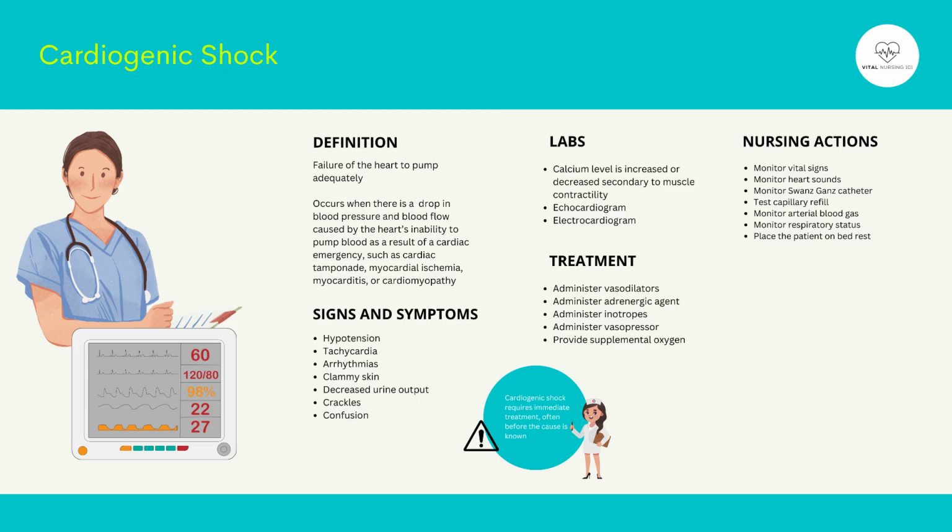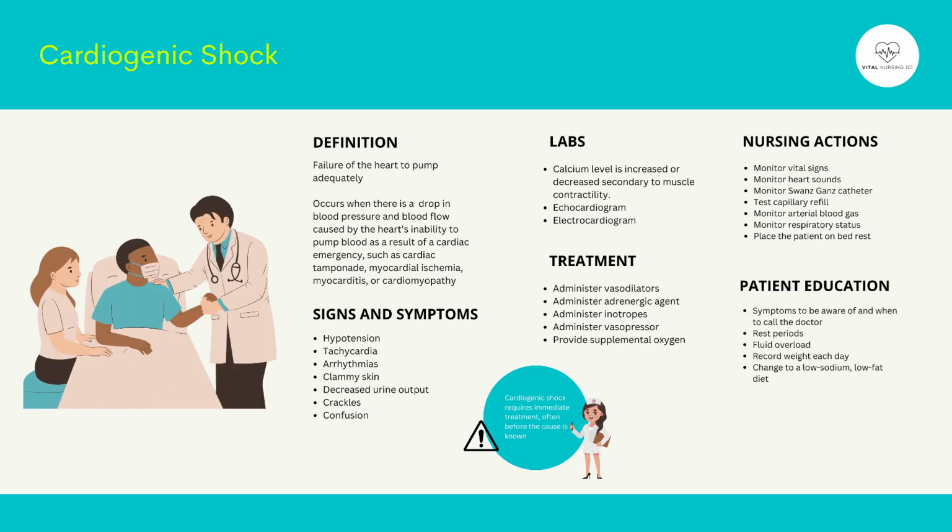Okay, now let's learn about important nursing actions. For a patient with cardiogenic shock, here are the nursing actions. Monitor vital signs looking for changes in blood pressure and heart rate. Monitor heart sounds. Monitor the Swan-Ganz catheter. This catheter is placed into the pulmonary artery for accurate reading of pressures in the heart, vessels, and lungs. Test capillary refill for perfusion. Monitor arterial blood gas to learn pH, acidosis or alkalosis, and bicarbonate level. Monitor respiratory status, and place the patient on bed rest.